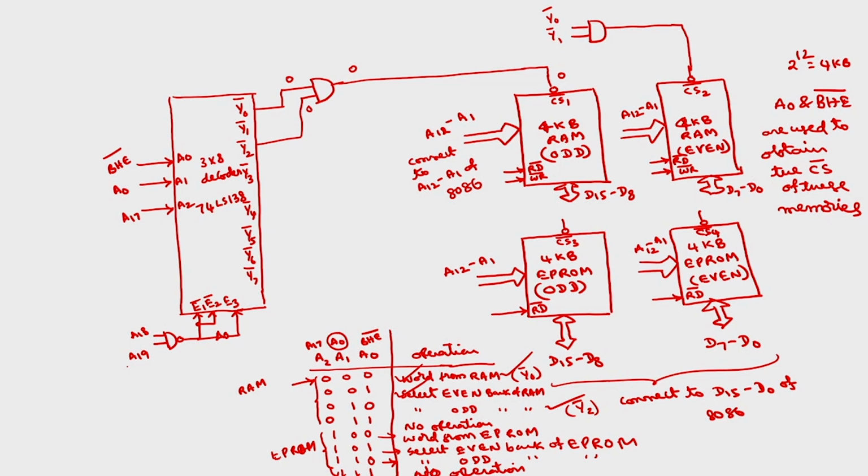Now coming to the EPROM. So in the EPROM, what about the odd? Chip select of odd bank. So chip select of odd bank will be enabled in this case as well as in this case. These two for odd, whereas these two for even. The first, the 100 combination, will be selected for both even as well as odd.